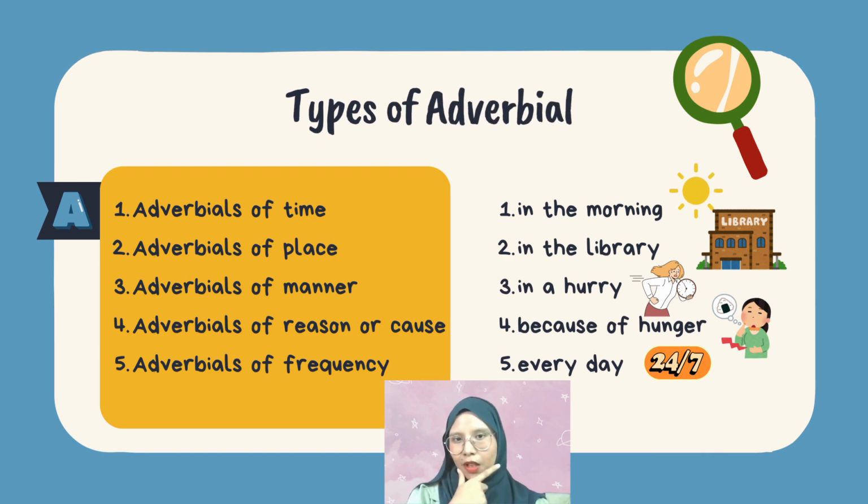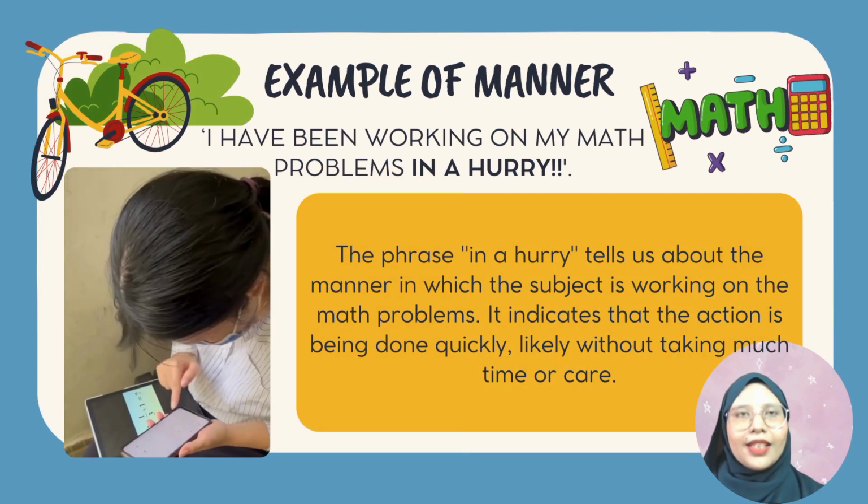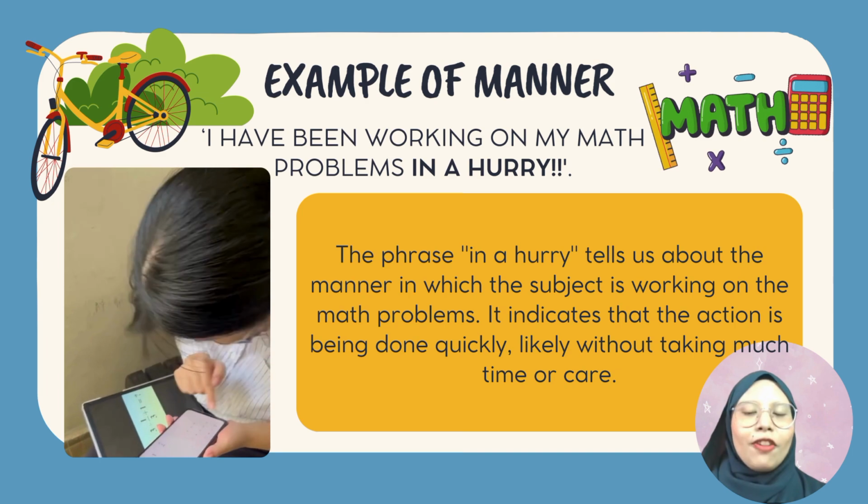Should I give an example of situation in adverbial of manner? The sentence is, I have been working on my maths problem in a hurry. Adverbial phrase of manner describes how the action of working is being performed.